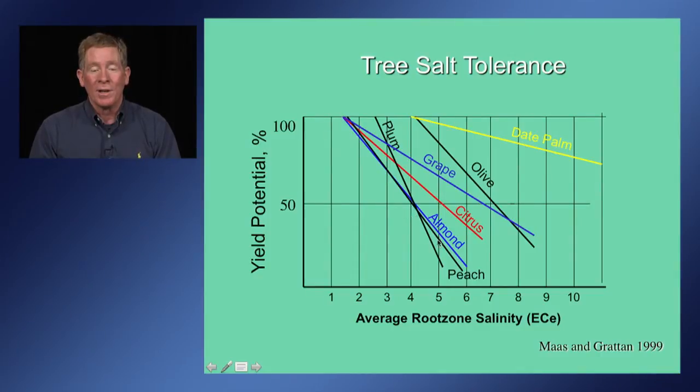For example, you can see that almonds, peach, and plum are all fairly sensitive, or are some of the more sensitive tree crops. What this suggests is that if your average root zone salinity reaches around 4 decisiemens per meter, you can expect your yield potential to be only half of what it would be under a non-saline condition. Now, you can see some other crops like olive, grape, and date palm are substantially more tolerant.